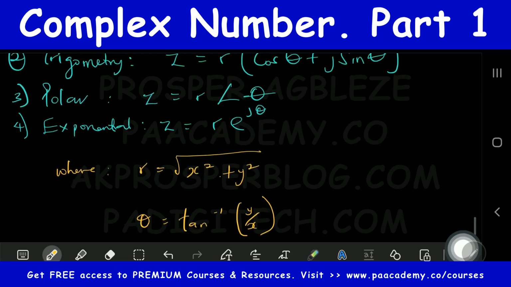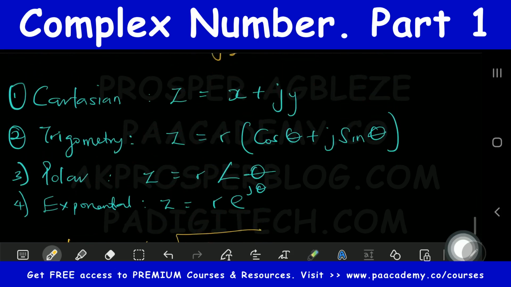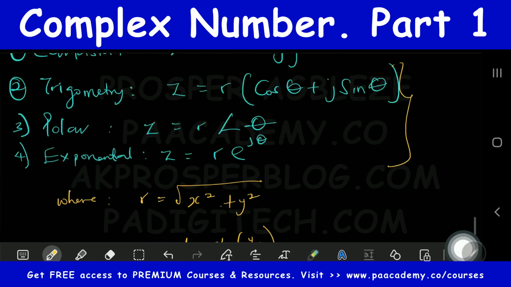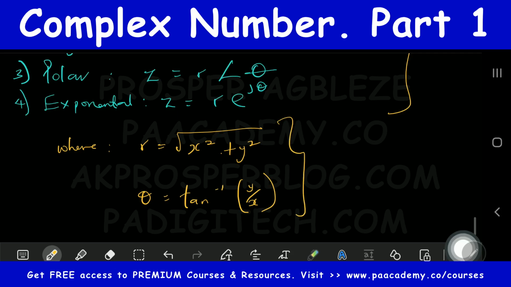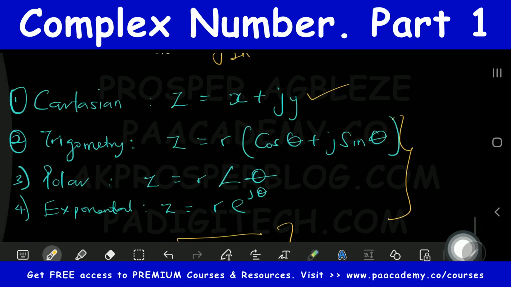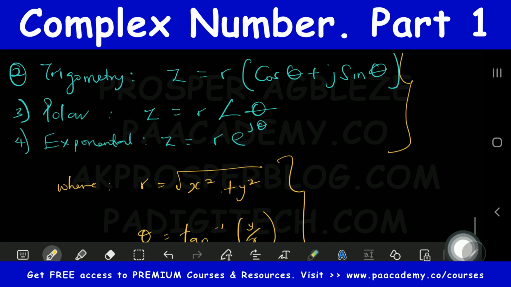So basically with this, that means if you have a complex number in your Cartesian form, you can use all of these to convert it to either the trigonometric, the polar, or the exponential form. You might need to take note of it. Now let's look at one example.